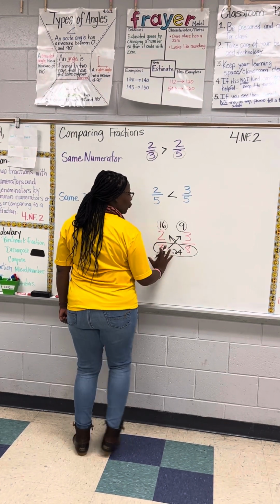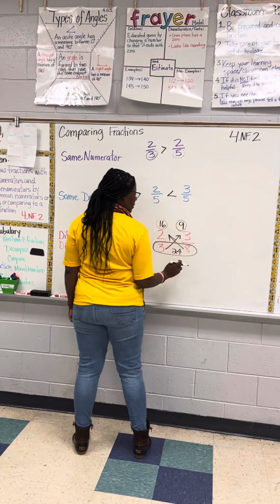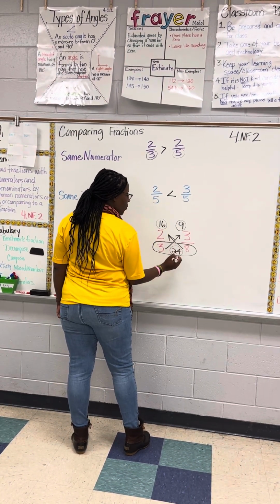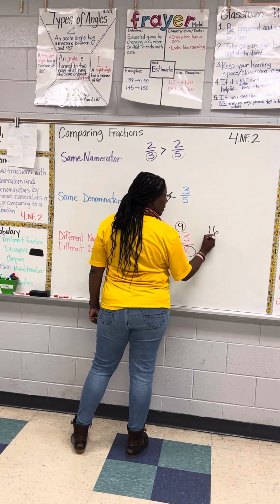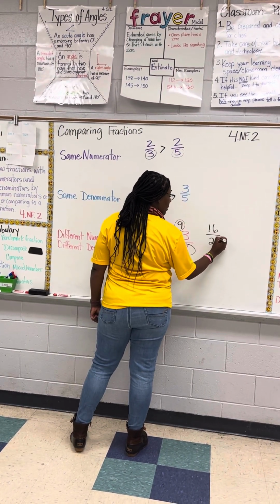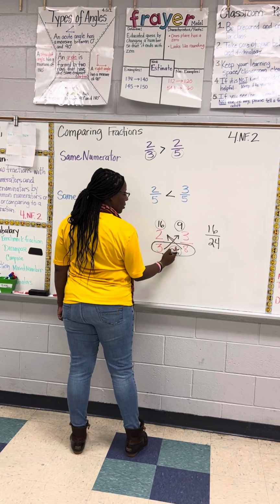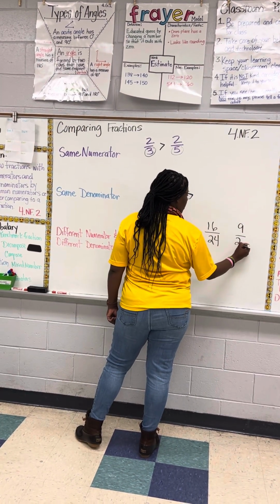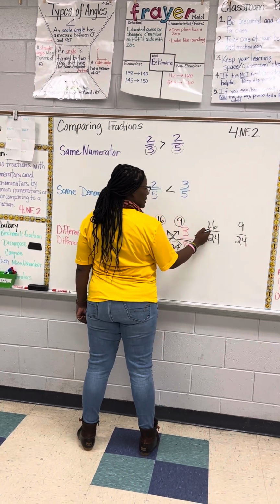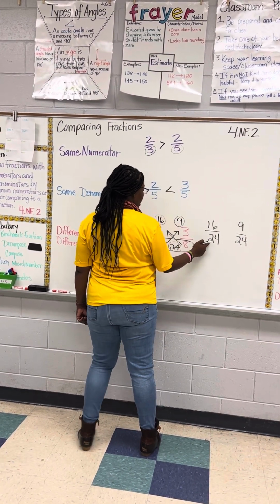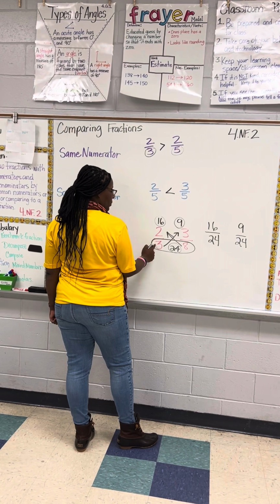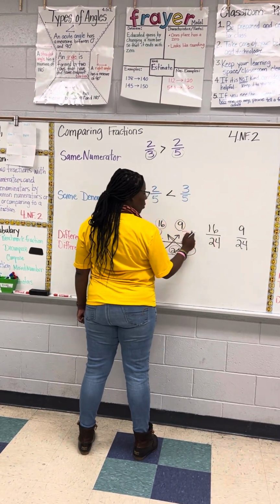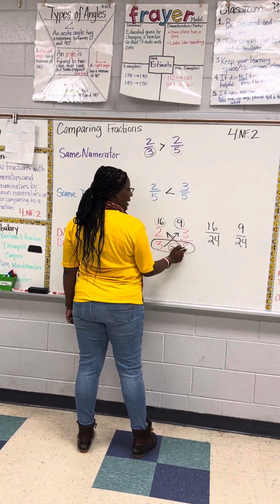So now I'm going to rewrite it over here. I have 16 over 24, and then I have 9 over 24. 16 over 24 is equivalent to 2/3, and 9 over 24 is equivalent to 3/8.